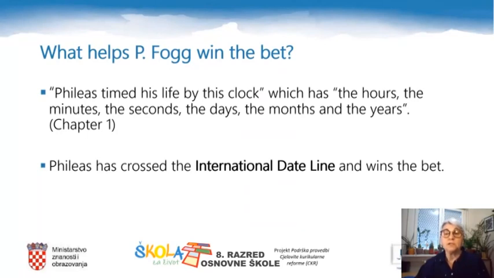But when he went on his trip around the world, and when he came back to London, he thought he had lost the bet. Why? Because he didn't think about the international date line. Do you know how the international date line, or crossing it, helped Mr. Fogg win the bet? Do you know what that is? What is the international date line?